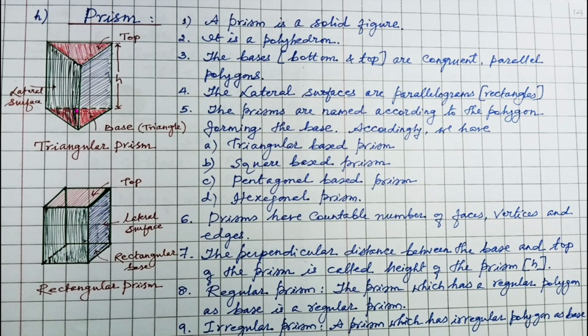The perpendicular distance between the polygonal base and the polygonal top is called the height of the prism. Now we have got different types of prisms. We have a regular prism if the bases are regular polygons, and we have irregular prisms if the bases are irregular polygons.